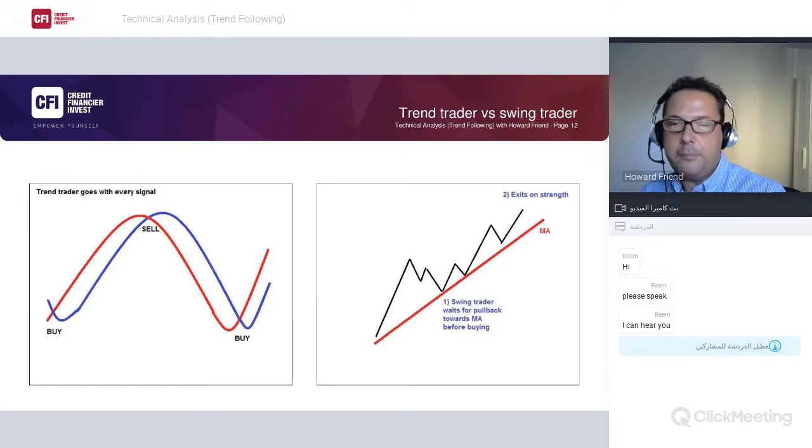Whereas the swing trader, what they'll be doing is they'll be looking for the move in the direction of the trend, which drags the moving average up. And then they'll be looking for this pullback towards the moving average. In this case, here's the red shorter moving average, but it could be the longer moving average. It depends on what they're using. Waiting for the pullback towards the moving average before looking for a good entry point with a nice low risk stop loss, looking for the swing to new highs.